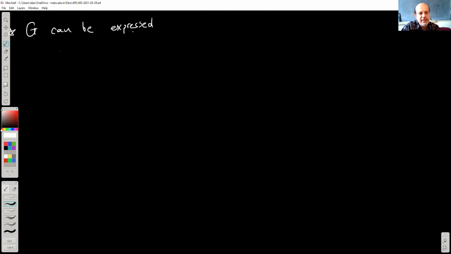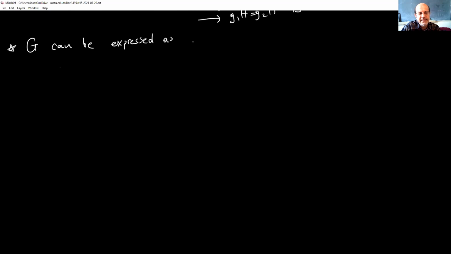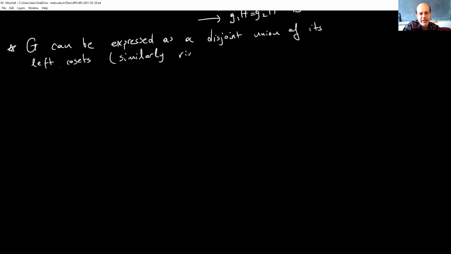Basically, a group can be expressed as a disjoint union of its left cosets, and then I'm going to add similarly right cosets.